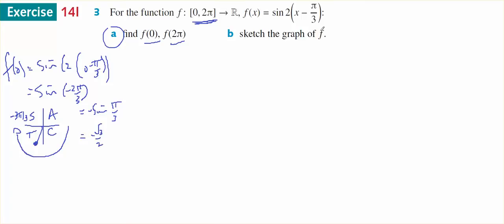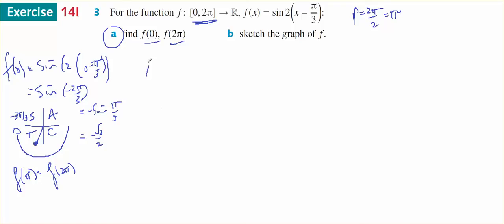Now, I know that this has a period of 2π divided by n, and n is 2. It's got a period of π, which means if f(0) is equal to −√3/2, f(π) is also equal to −√3/2, and f(2π) is equal to −√3/2, because after one complete cycle, the y value will be back to where it started at the start of that cycle.